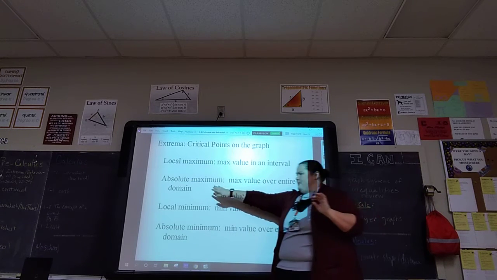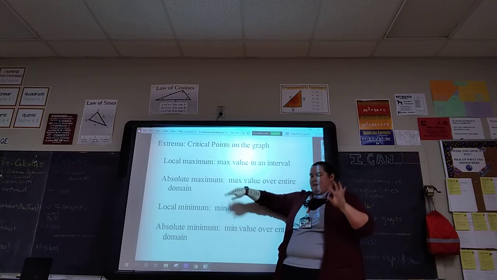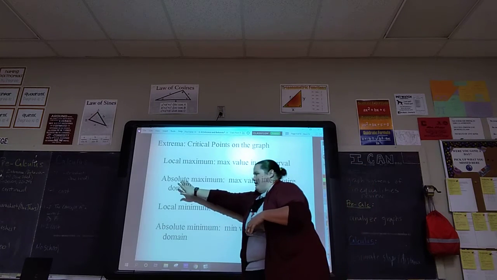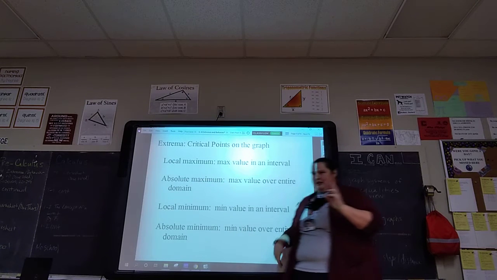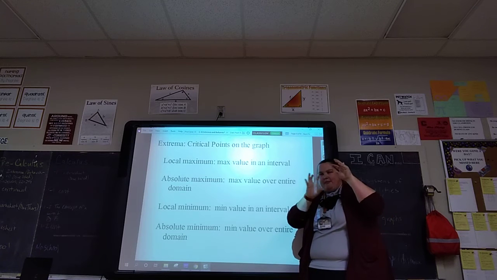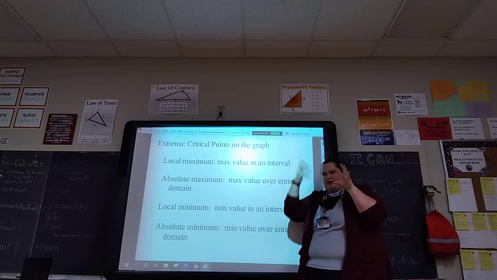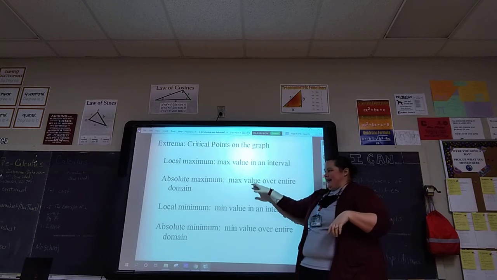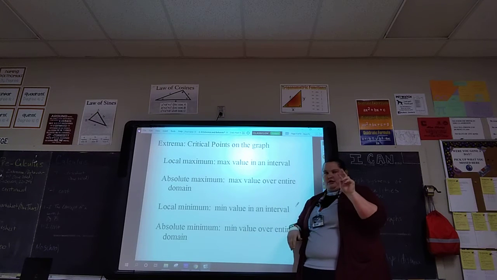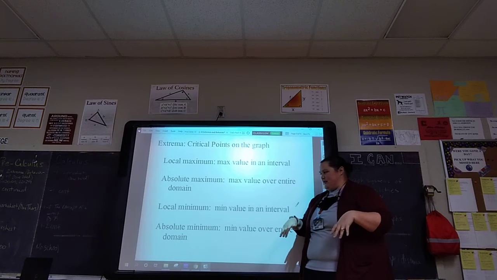The other type of maximum is a maximum over the entire graph. So it is the highest the graph goes, and we call that an absolute maximum. That's the difference between local and absolute. Local is just over that part of the graph, but there are other parts of the graph that are higher than it. If it is the highest the graph goes, we call that an absolute max. So those are the two different maximums. And then minimums work the same way.